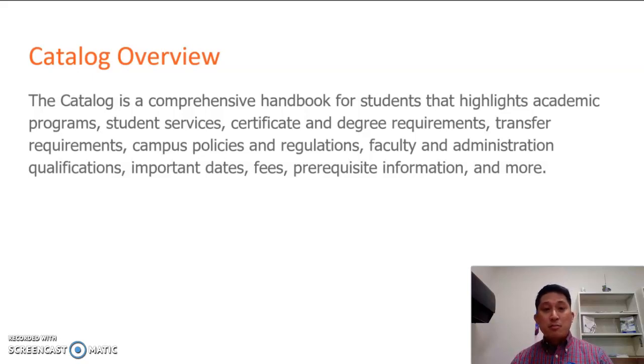And it's also really important to know what the catalog rights are. So you have catalog rights from when you start at the college as long as you're continuously enrolled. So having a copy of the catalog of the year you started, as long as you're continuously enrolled, is really important. So you can be bound to those rights because those could change from year to year.